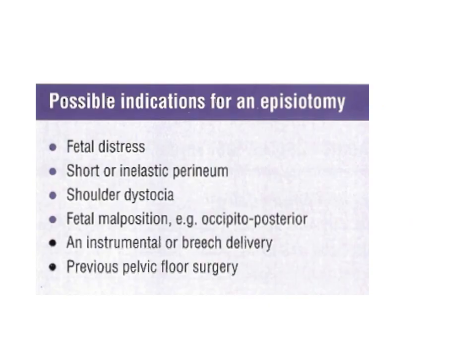What are the indications of an episiotomy? The indications include the following: fetal distress, short or inelastic perineum, and the occurrence of a complication which is shoulder dystocia. This is really a horrible complication that might end with fetal distress and even fetal palsy, or giving birth to a child with mental compromise, birth asphyxia, or it might even lead to fetal death.